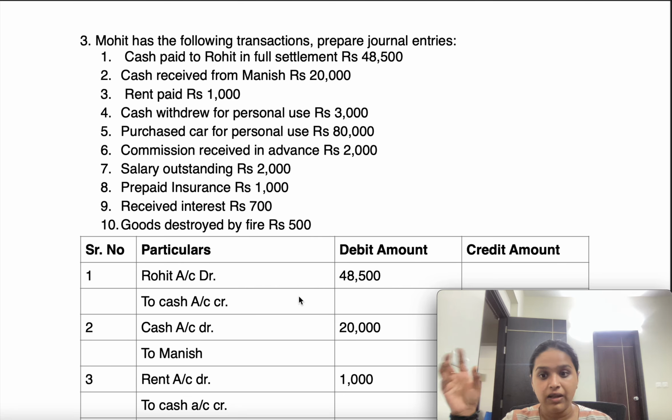So in the business, what have we received? Cash. Cash should be debited. And who is the giver? Manish. And Manish is a personal account, so he is a giver. So cash account debit to Manish.